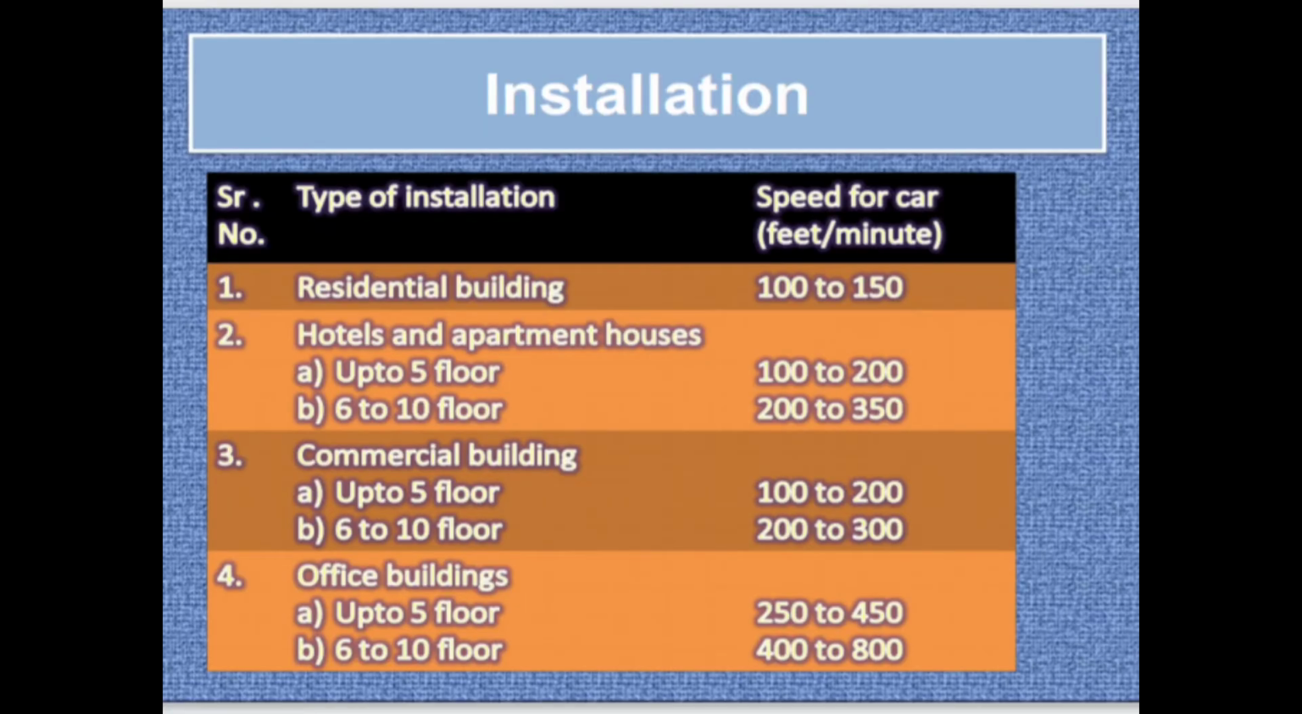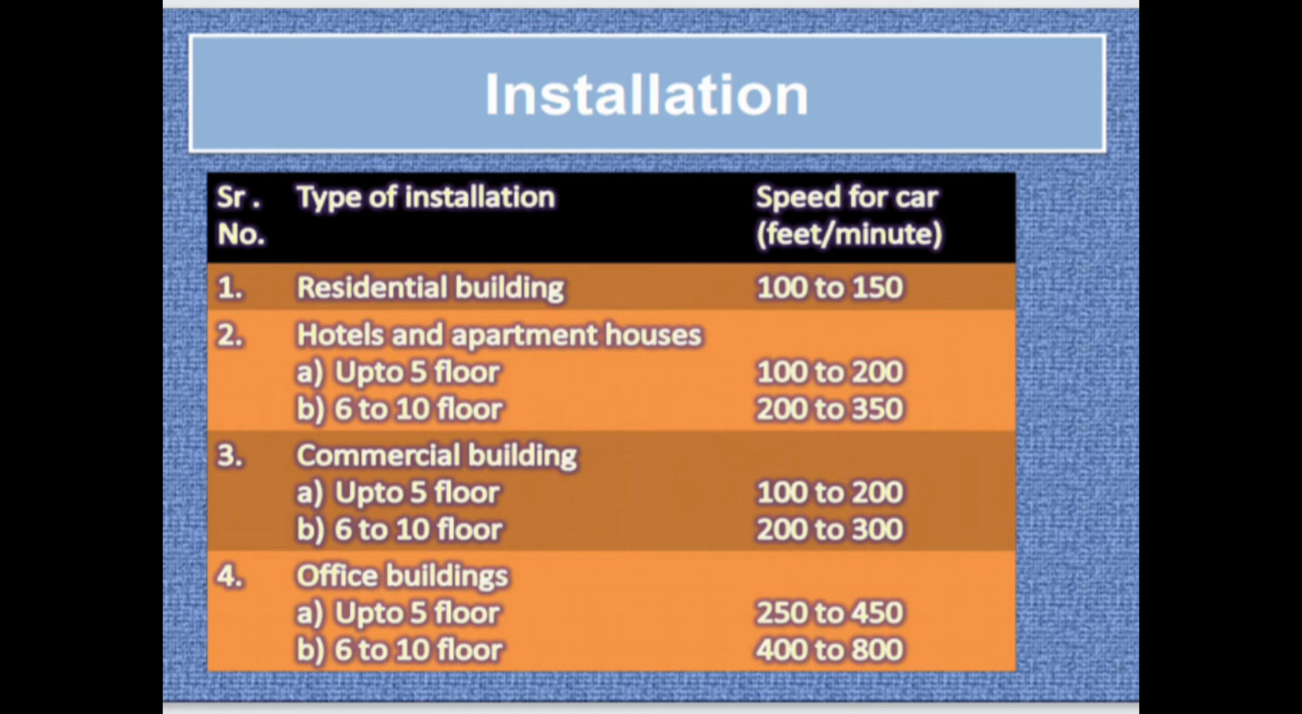So here see the installation. First, types of installation and speed for car. First is residential building. Speed for car is 100 to 150. Then second is hotels and apartment houses: A is up to 5 floor, speed is 100 to 200, and B is 6 to 10 floor, speed is 200 to 350.